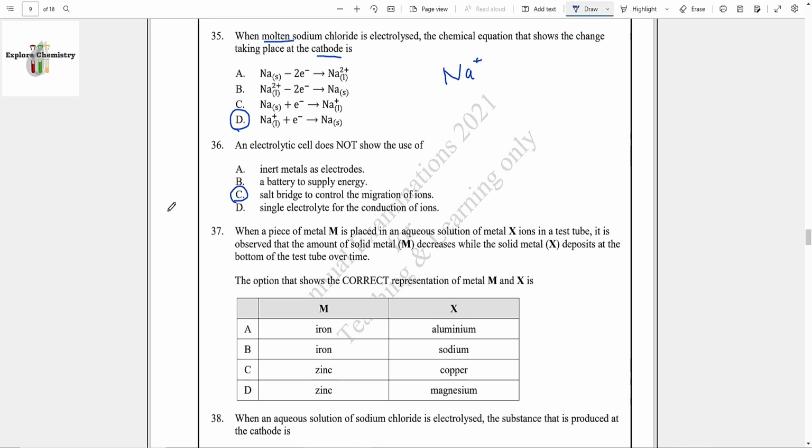A salt bridge is present in a galvanic cell. A single electrolyte for the conduction of ions. All three are properties of an electrolytic cell except for C.